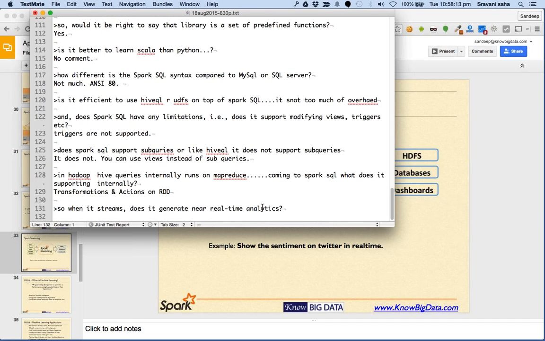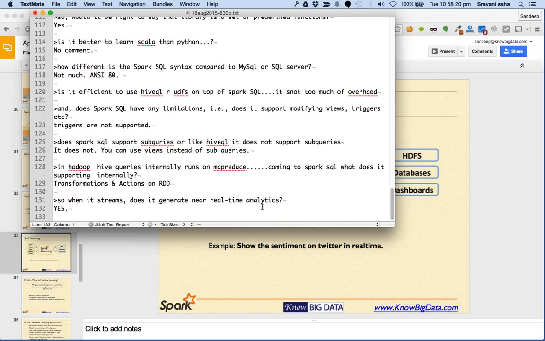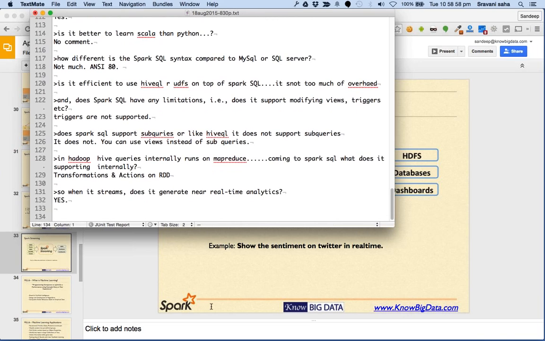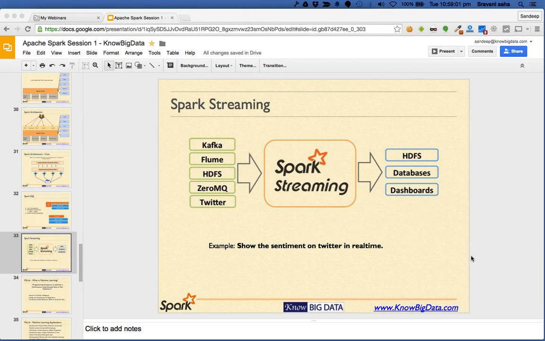All right. Now there's another question from Satya. So when it streams, does it generate near real-time analytics? Yes. So let's say you want to figure out how many users on average are there on your website. What you do is, as soon as a user comes in, you mark that there is a user, and then you wait for a time window and keep on putting the users in this time window, and then you compute the count of the users on a per second basis, and that gives an idea that in this second there were these many users, in this second there were these many users. So that way you can generate near real-time analytics. Yes.